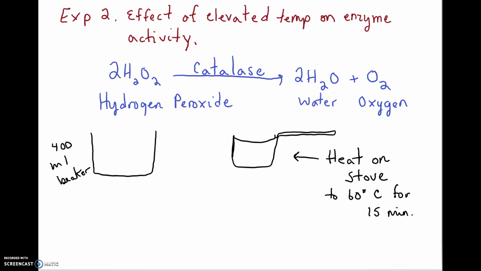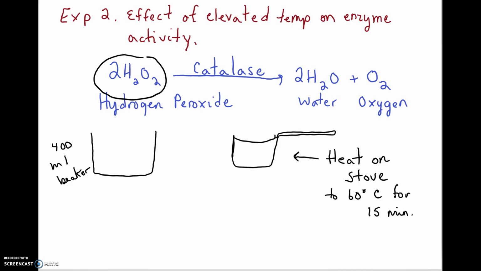Now we're looking at experiment 2, which is the effect of elevated temperature on enzyme activity. The reaction that we're going to be looking at is the breakdown of hydrogen peroxide. So hydrogen peroxide is H2O2 right there. So hydrogen peroxide is going to be our substrate.